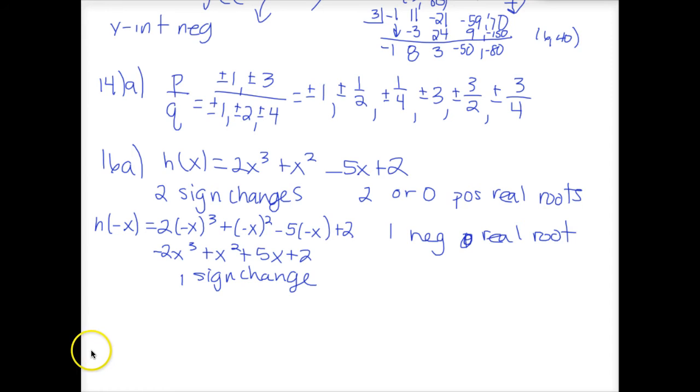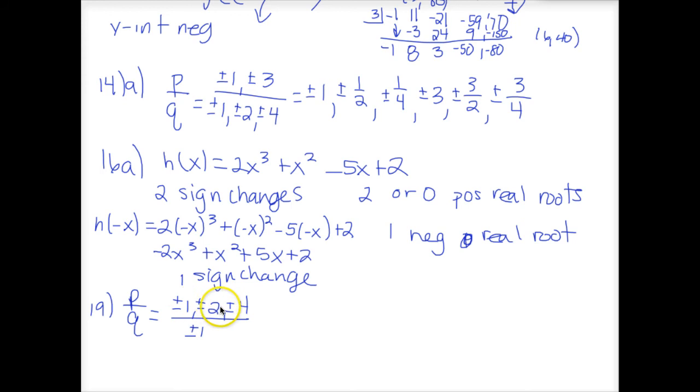All right, last ones. 19, I'm not going to go through the whole thing. I will get you started on 19. On 19, you have to do the P over Q first, and your factors of the constant, it's 4, so plus and minus 1, plus and minus 2, plus and minus 4. The leading coefficient is 1, which means that 1, 2, and 4 are all your possible roots. So again, it tells you to use the remainder theorem on all of them.